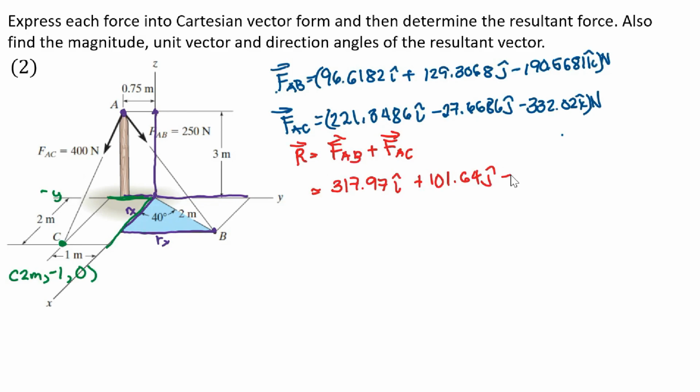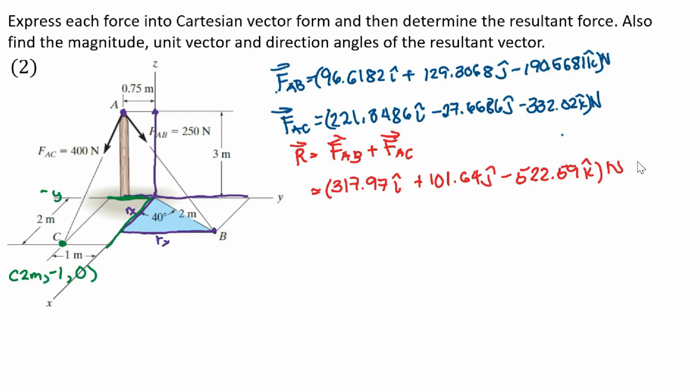And that will be negative 190.5681 k hat plus negative 332.02 k hat. So the answer will be negative 522.59 k hat, and the unit of that is Newton.